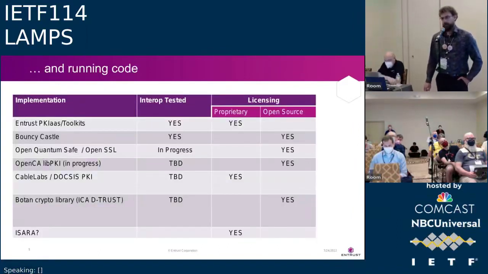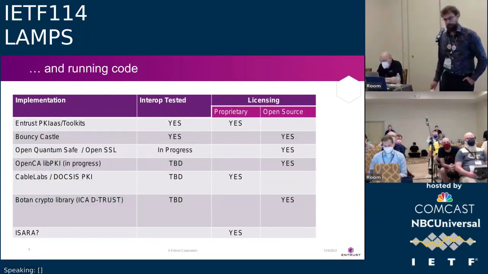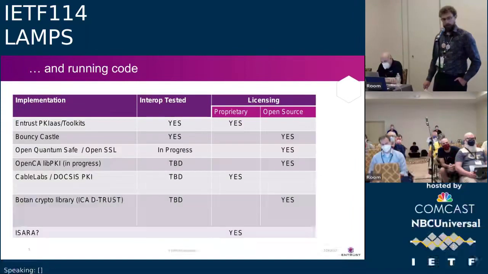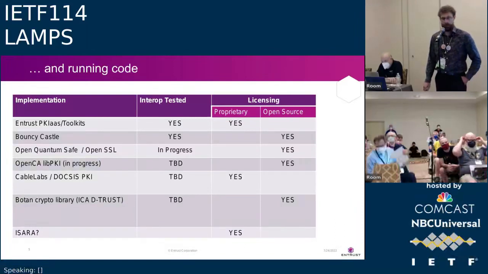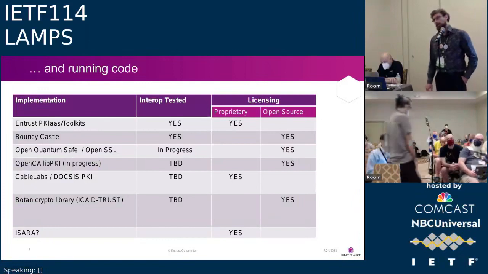I think we're also starting to clear the running code bar. Entrust obviously has this semi-commercially. Bouncy Castle recently, we just did full integration tests against Bouncy Castle, so that's full support of composite. We are currently working on an OQS OpenSSL implementation. I think we'll have that complete by 115. And our co-authors obviously have their own proprietary implementations, which we're in various stages of integration testing against. So I think we're also clearing the running code bar here. DKG.